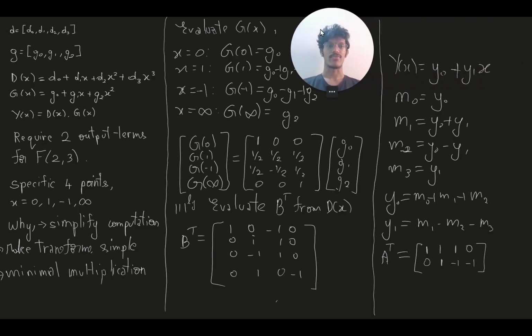So now here we've got y of x, which is equal to y naught plus y1 of x. This is the output which you're getting, the two output terms as indicated over here. How we get those values is basically by again computing them at these specific locations. So at x equals 0, we get m naught equals y naught, m1, m2, m3. So now by rearranging, scaling, adding up, we will get y naught and y1 as these terms.